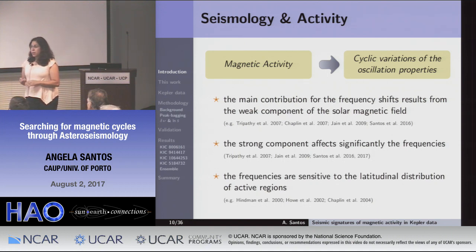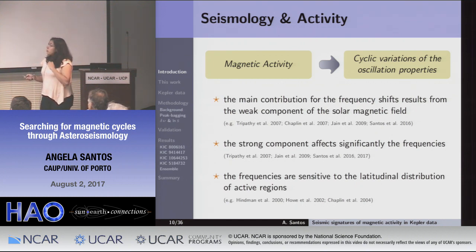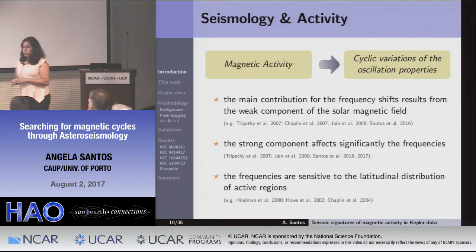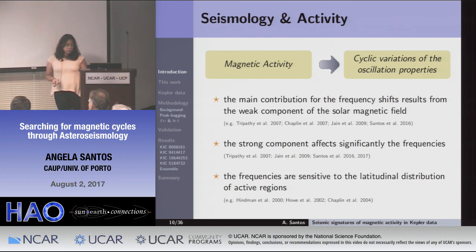We have the solar magnetic cycle, the global solar magnetic field that is changing. We have the number of magnetic features changing. There are different magnetic features, and they can contribute with different effects: thermal, structural, or direct effects. But still we have evidence for the main contribution to the frequency shifts to be the weak component of the magnetic field. But the strong component still has a significant effect on the frequency shifts. And this strong component is related to active regions and in particular to sunspots.